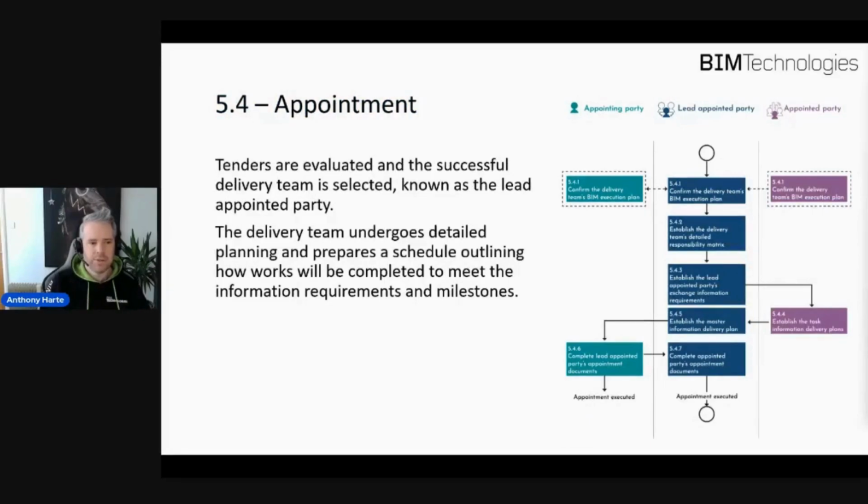Next up would be the appointment side, where the tenders are evaluated and the successful team would then be selected. As part of the appointments, the information protocol should also be appended to the appointment. So the information protocol is sort of a legal document, and it does refer to other BIM documents such as the EIR and AIR in terms of what the client wants. So it will reference those documents, and it should be appended to the appointment, which then makes those BIM requirements part of the deliverables, and those milestones then are set into the appointment for the companies to deliver, or the delivery teams to deliver.